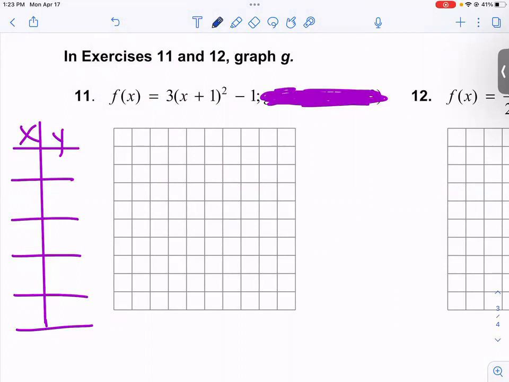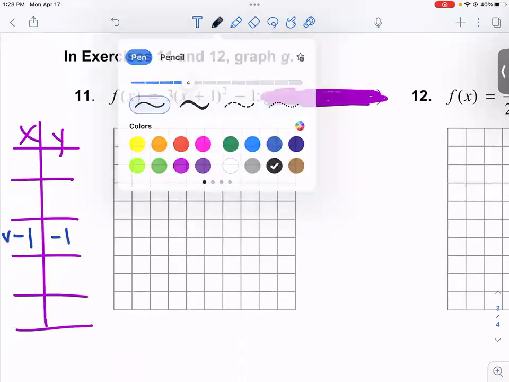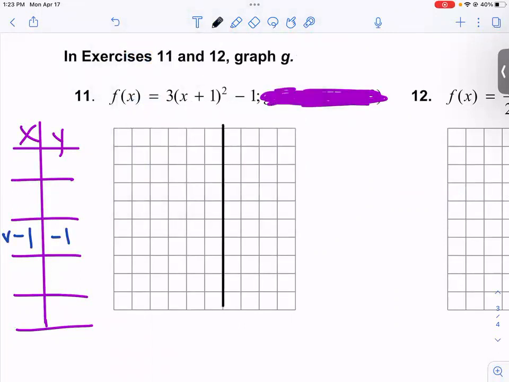Okay, Gavin, where's our vertex? Good. Our vertex is at -1, -1. Colin, what direction is this gonna open? Up or down? It's up. And because of this 3, Kane, is this gonna be skinnier or wider or the same? It's gonna be skinnier. Okay, so I'm gonna plug in 0 and 1 on the right side.